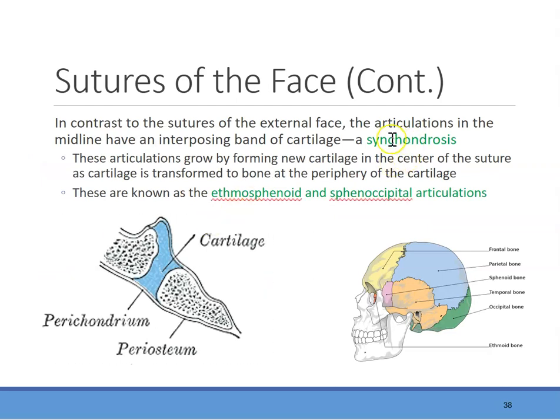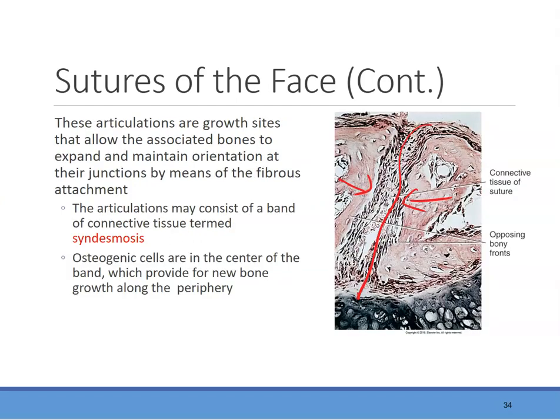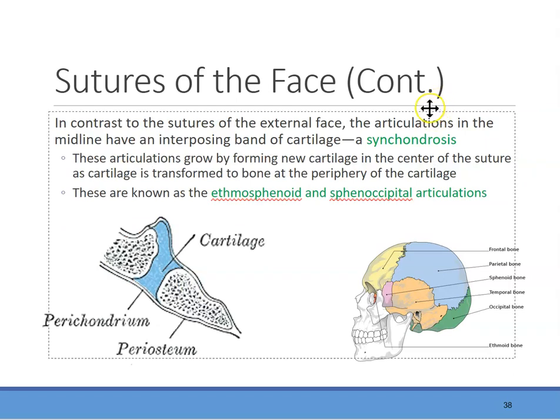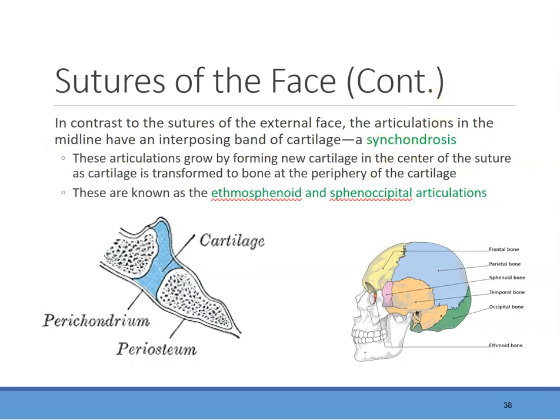There's another word that I want you to know, and this word is called synchondrosis. Synchondrosis is when we're looking at the cartilage. So we have bone, and cartilage in between. When we have cartilage in between, it's synchondrosis. But when we have connective tissue in between sutures, it's syndesmosis. So it's a little different.